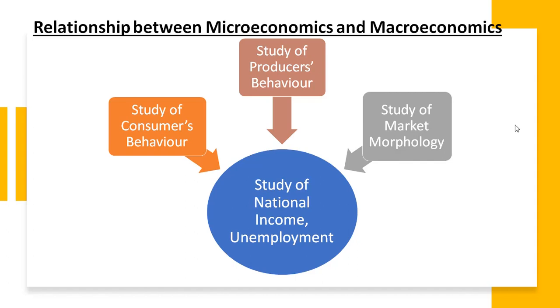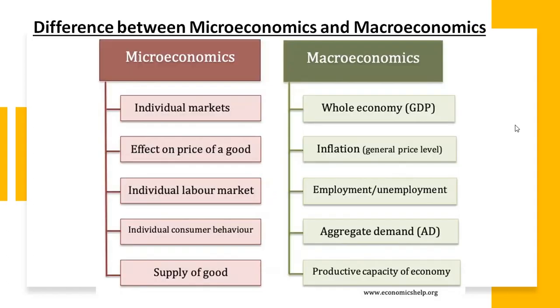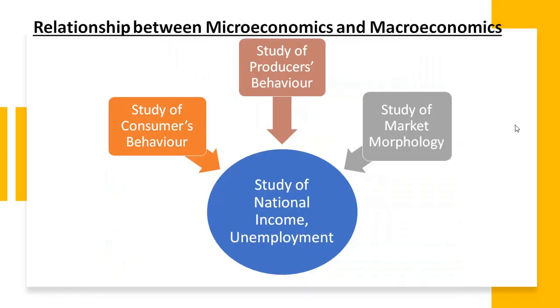Now, we all know that in microeconomics we study individual markets. We study consumer behavior, we study the behavior of producers, and we study the morphology of the market. Then it is the field of microeconomics. As you can see here, all these three items: study of consumer behavior, study of producer behavior, study of market morphology, fall under the category of microeconomics.